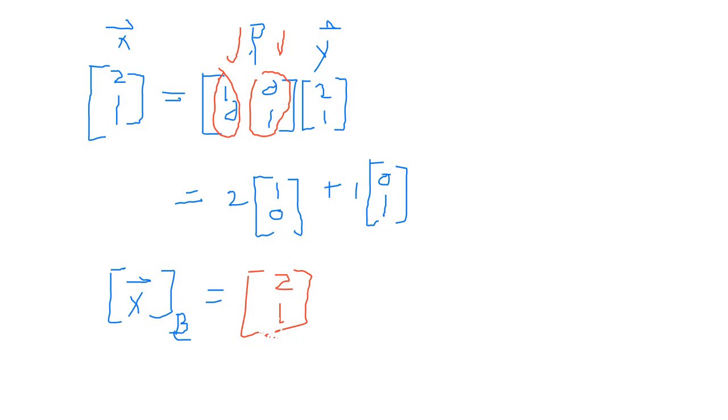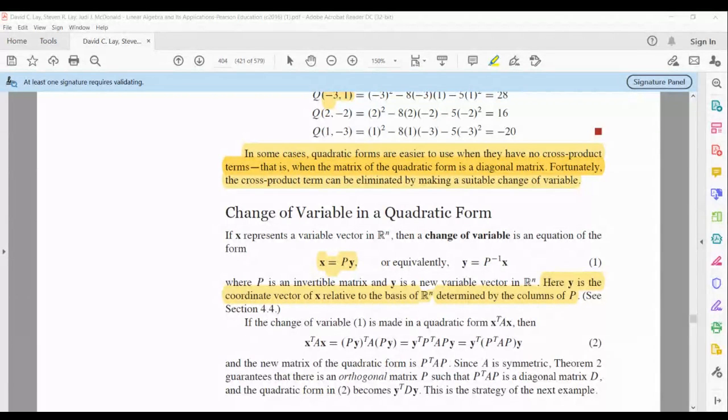I like to think of little examples to help me feel centered, so to speak. Okay, so indeed, the vector y is the coordinate vector of x relative to the basis determined by the columns of P. And there is a little example to help you intuitively feel it.